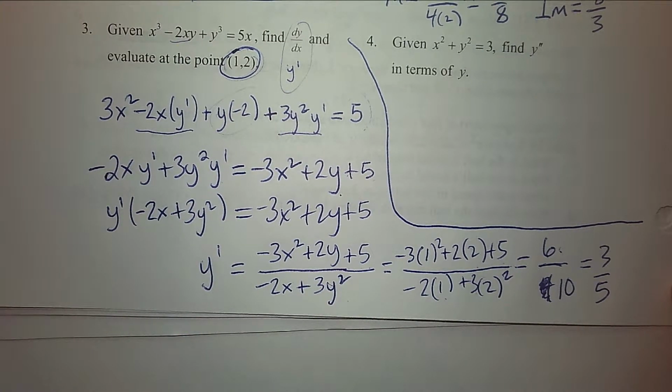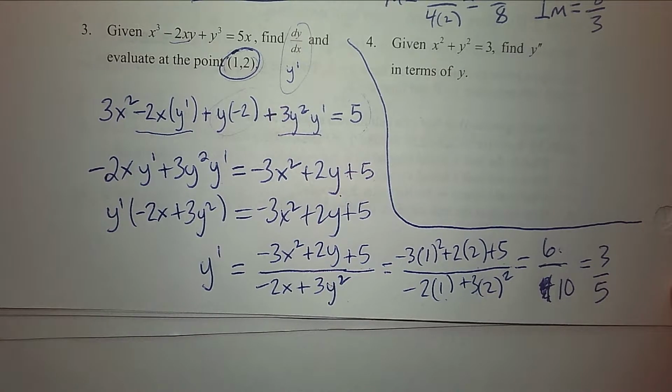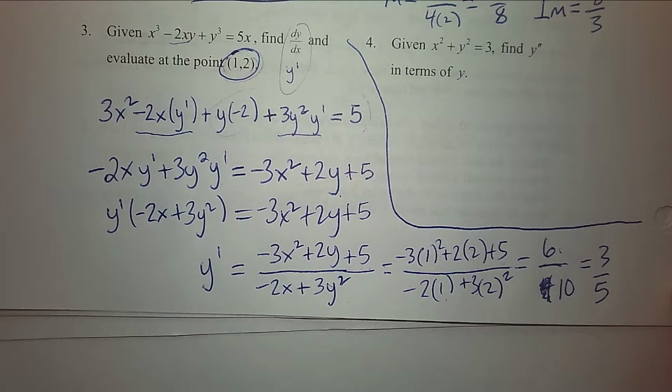There is some work involved to derive implicitly. Do you see how we use all these different rules? And x and y are both in play, right? Not just x.